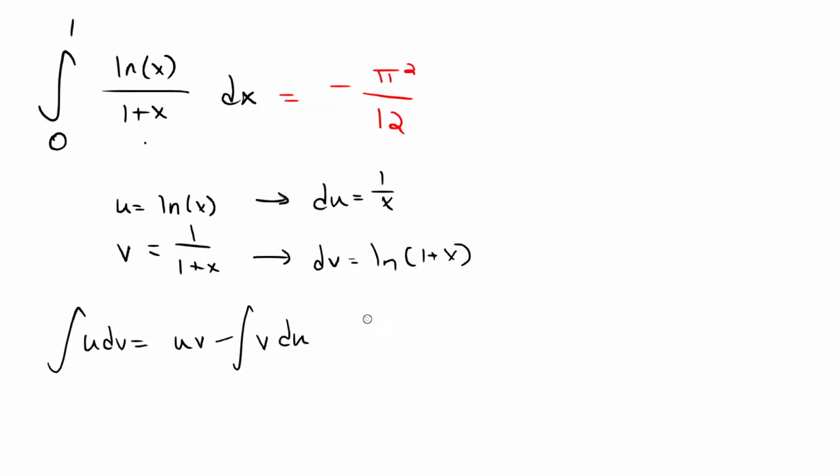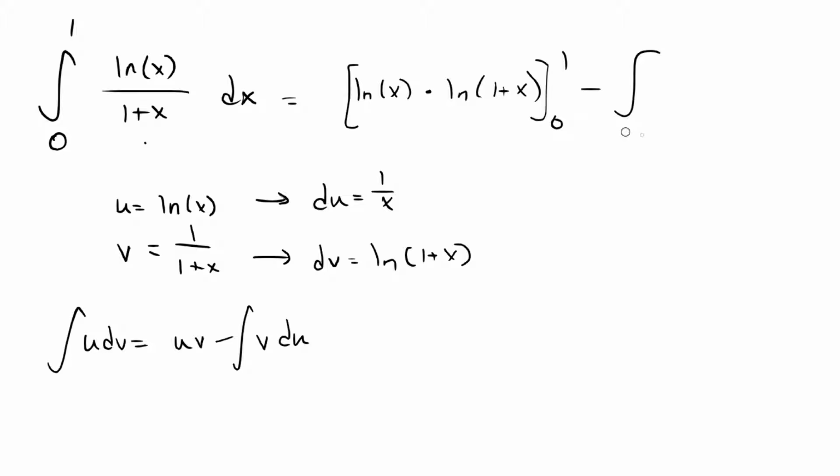What we'll get is the following. Let me erase this first. It's equal to ln x times ln 1 plus x, from 0 to 1, minus integral from 0 to 1 of ln 1 plus x divided by x dx. And now it doesn't really look like we've done that much.